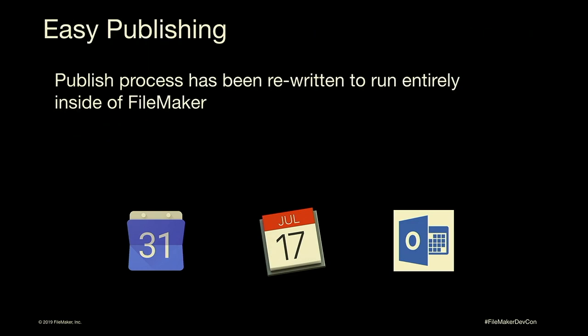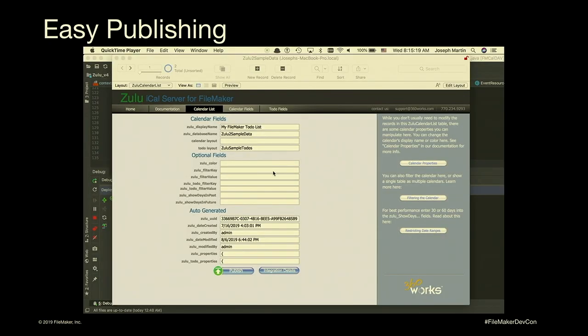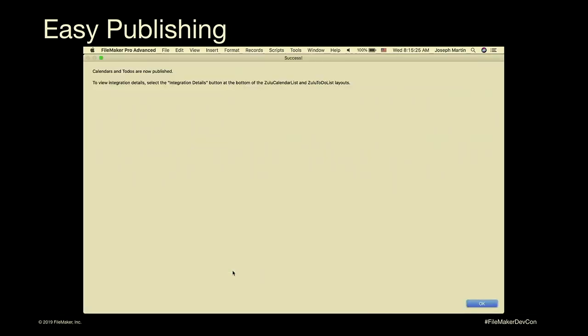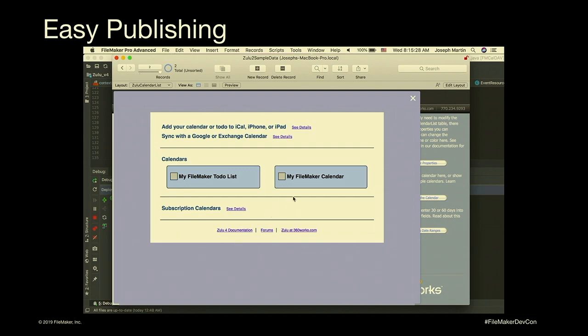So one thing we really wanted to focus on with Zulu 4 was to make it easier than ever for developers to set up these calendars in FileMaker, remove some of that initial setup overhead, and also make it a lot easier for users to subscribe to these calendars to view your calendar data. Our first step in that direction to make the setup part easier was we've rewritten the publish script to run entirely within FileMaker. We can watch a demo right here, but we've never left FileMaker for the entire publishing process.